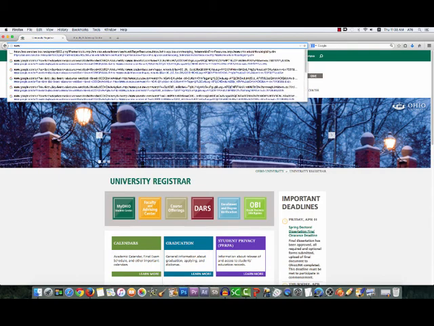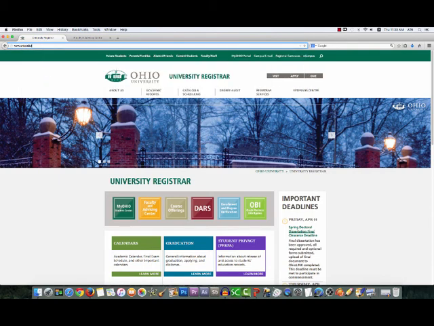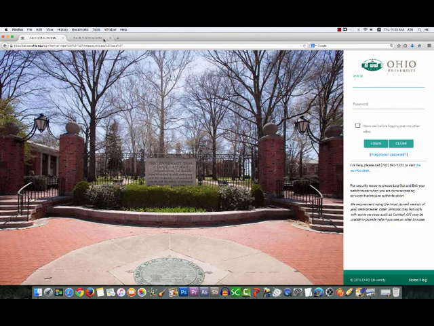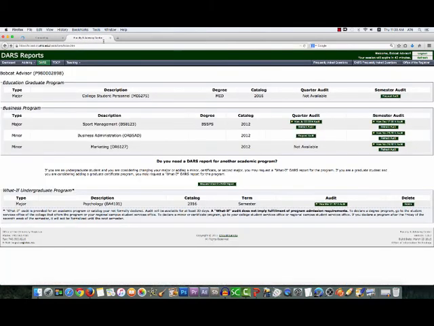To access your DARS, simply go to www.ohio.edu/registrar. Once there, click on the red DARS box below. Using your Ohio ID and password, log in to the Faculty and Advising Center. Be sure to refresh your DARS every time you access it, so you are always looking at the most current information.